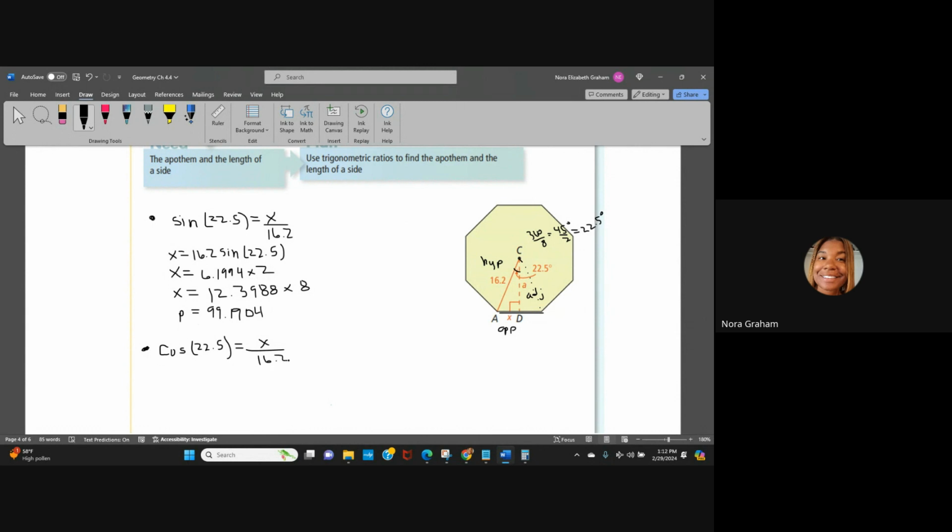Again, I just use basic algebra to solve for x and isolate my x and multiply both sides by 16.2. So that's going to mean 16.2 multiplied by my cos of 22.5.